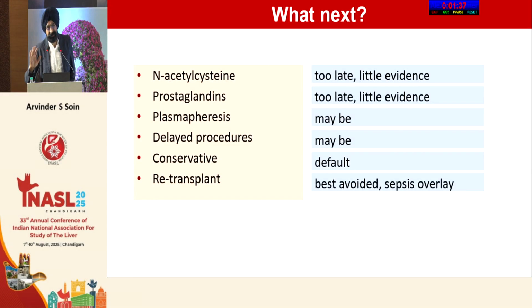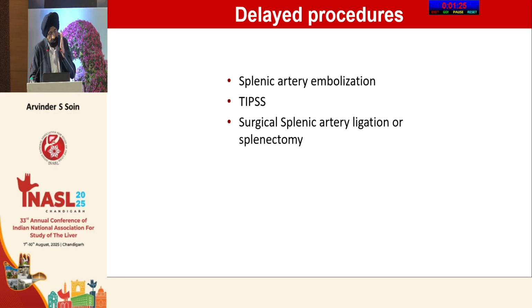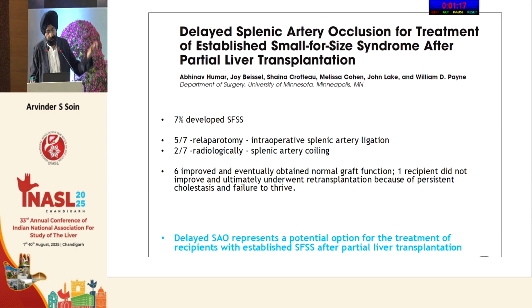And retransplant is best avoided because these patients often have an overlay of sepsis. Even if they didn't have sepsis to start with, they probably have some sepsis down the line before they recover. So the delayed procedures one can talk about are splenic artery embolization, TIPS, or surgical splenic artery ligation or splenectomy. There are small case reports and anecdotal reports of delayed splenic artery occlusion helping.